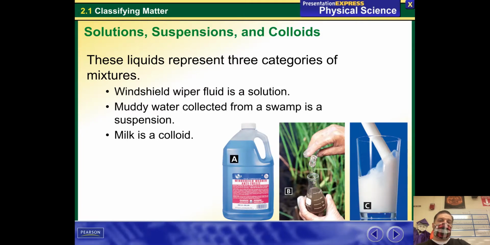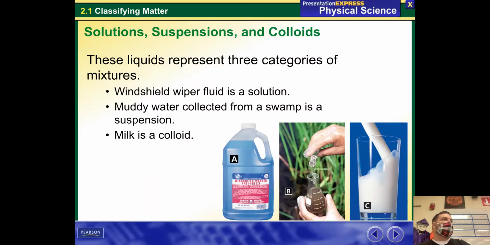These liquids represent three categories of mixture. Windshield wiper fluid is a solution. They put coloring in it to give it that color, but it's a cleaning solvent in water, mostly water. Muddy water collected from a swamp is a suspension. Over time, the dirt will settle to the bottom and you'll have water left on top.